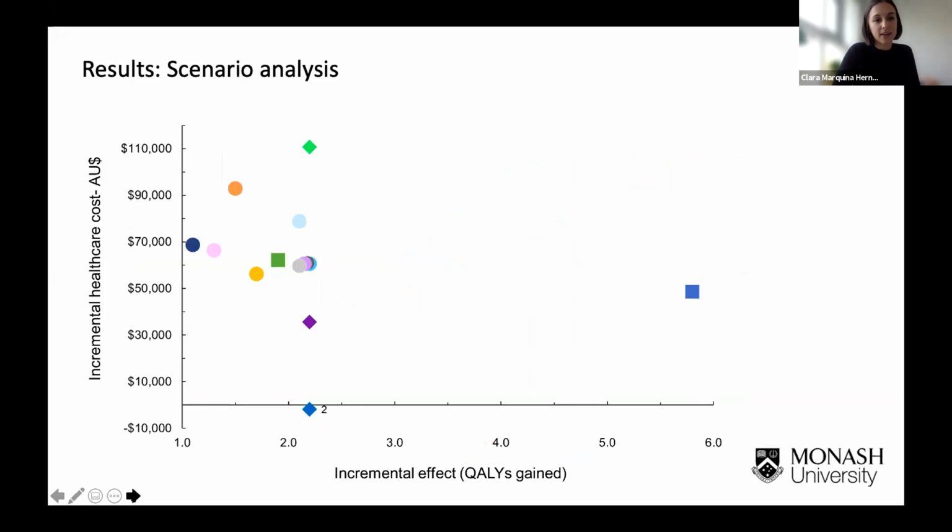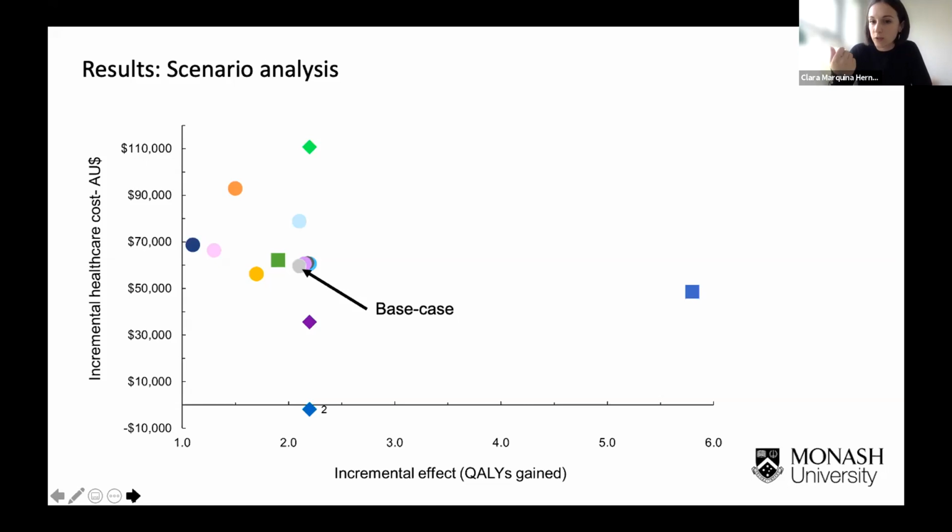Now, this represents again that upper right quadrant in the cost effectiveness plane. And these are the results of different scenario analyses. So as you can see, we ran a bunch of different scenarios because we wanted to test the impact that different parameters had in the model. And this one here, the gray one, is our base case. And all those around are very similar or better.